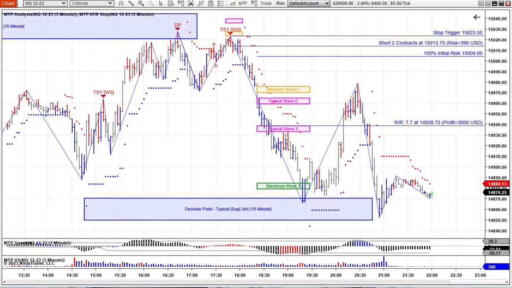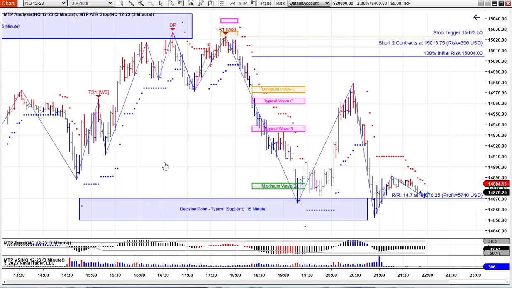So rather than coming out here at the typical wave 3 WPT, you could have said, well, actually, I want to run this down into the higher time frame DP support, which is also the DP of the prior 5-wave sequence. So that would have increased the profit to, can you see this, almost 15R, so 14.7 times the initial risk, which would have made this an absolutely amazing trade.